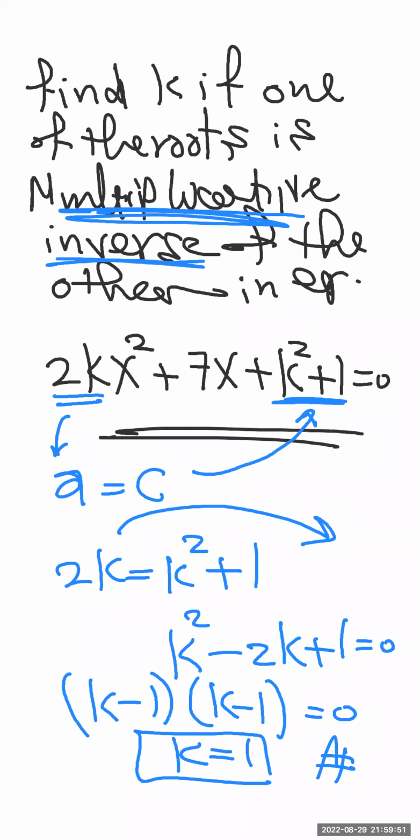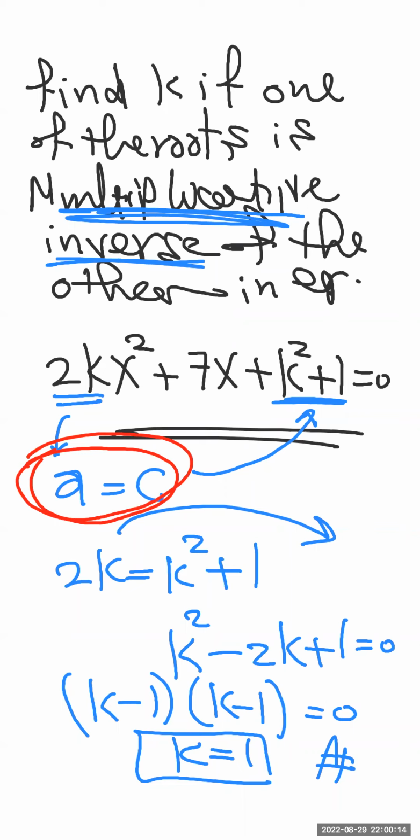Is it clear, guys? Yes. This question is also clear. So in case one of the two roots is the additive inverse of the other, this means b will equal 0. But if one of the two roots is the multiplicative inverse of the other, this means a will equal c.